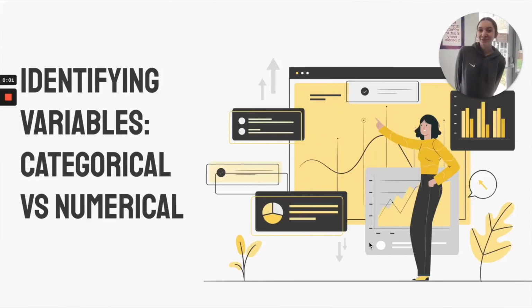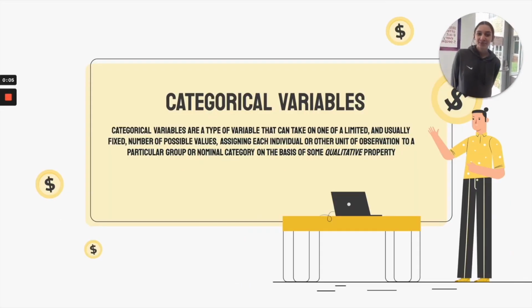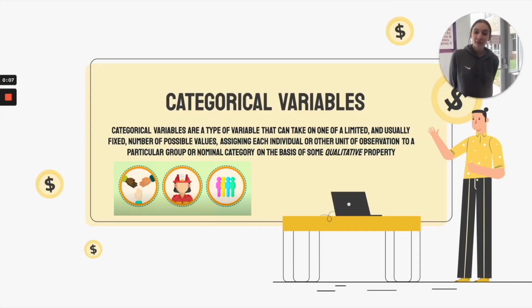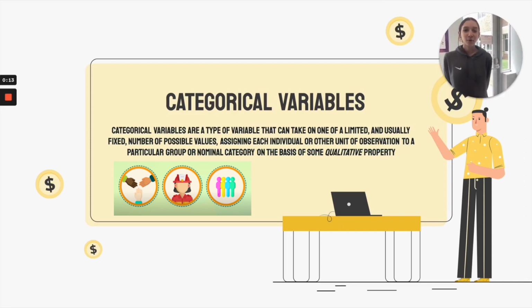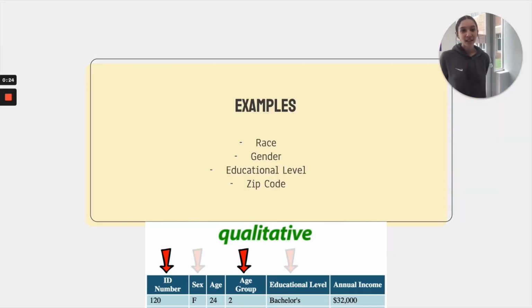Hey guys, our group's topic was identifying variables, categorical versus numerical. Categorical variables are a type of variable that can take on one of a limited and usually fixed number of possible values, assigning each individual or other unit of observation to a particular group or nominal category on the basis of some qualitative property.